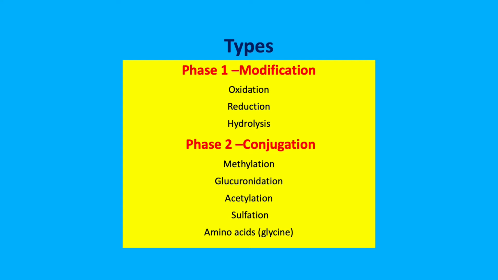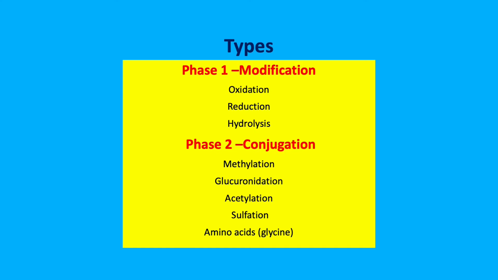Within phase 1, there's a modification of the drug or compound which can result in activation or inactivation of that compound. So a drug can be ingested as an inactive compound, undergo phase 1 metabolism and become activated. This is known as a prodrug, for example ramipril.